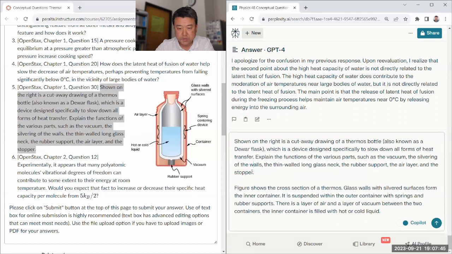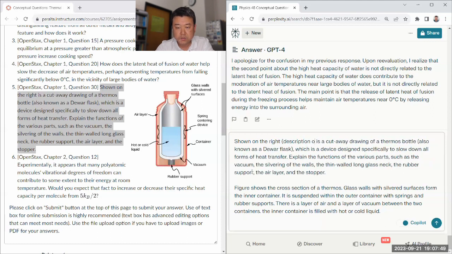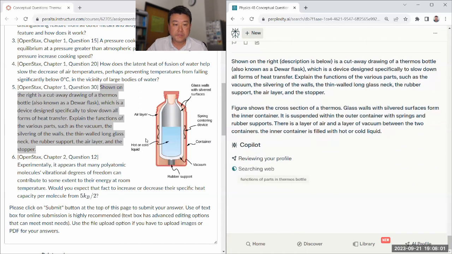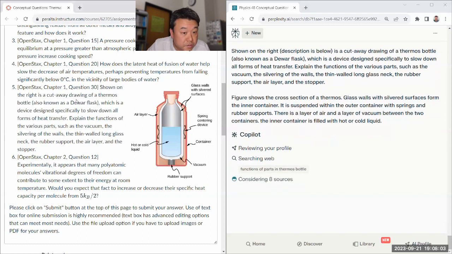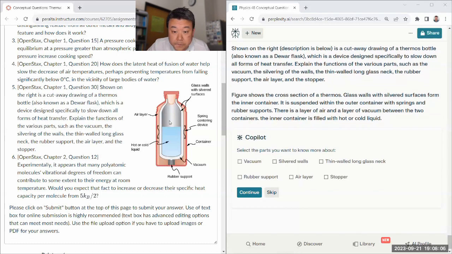And let me do it this way. Shown on the right, description is below. It's a cutaway drawing of a thermos bottle, which is a device, and the function. The figure shows the parts: vacuum, silvered walls, upper support, air layer, and the stopper.